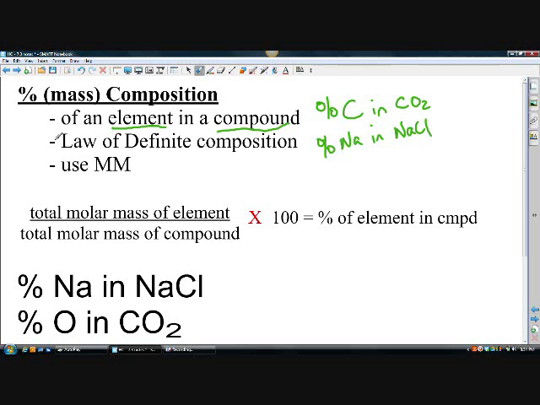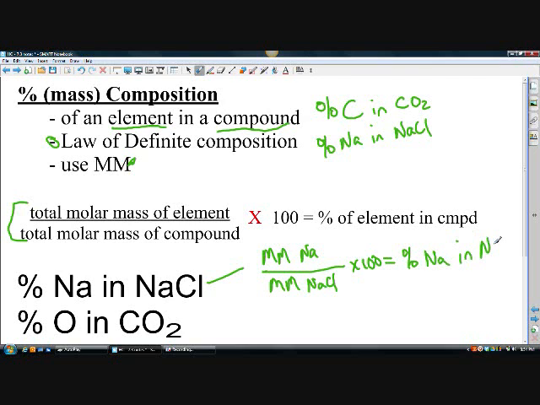This comes back to the law of definite composition, which we talked about in Chapter 3. Real simple. All we basically do is use molar masses. Okay? So, here's our calculation. It's a simple percentage. What is the total molar mass of a given element divided by the total molar mass of a compound? Multiply it by 100, and that is the percentage of an element that's in a compound. So if we want to find the percentage of sodium in sodium chloride, we take the molar mass of sodium, divide it by the molar mass of salt, times it by 100. That gives us the percentage of sodium in NaCl.